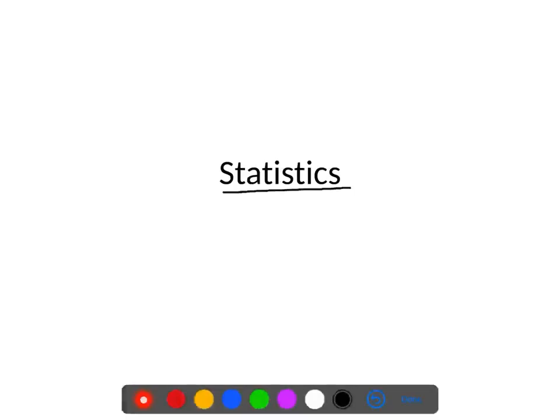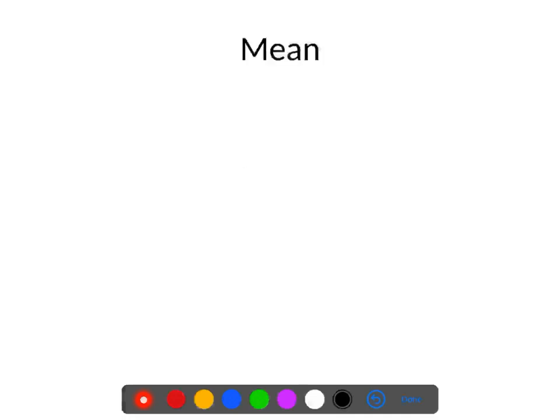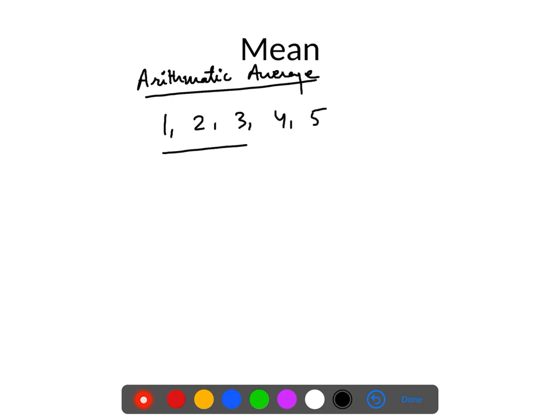So in this video, we'll try to understand some basic concepts of statistics, that is mean, median. First is mean. Mean is also called arithmetic average. This could also be the word used. So let's say we need to find the arithmetic average of this set of numbers.